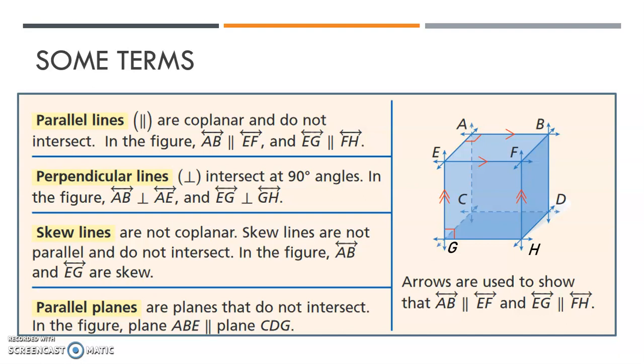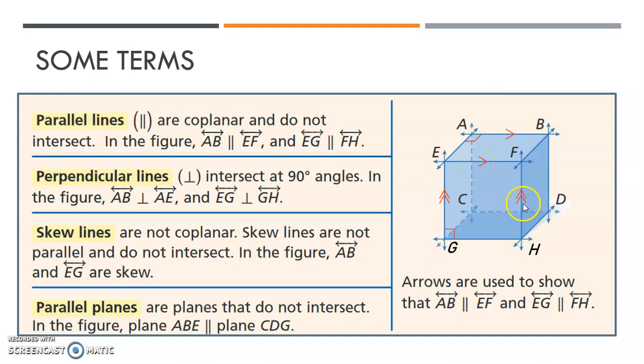Parallel lines are lines that never intersect but are on the same plane. So you'll notice over here, EF and AB are on the same plane, the top of the box, and they have these little arrow symbols on them. Those arrow symbols mean parallel. So they are parallel lines.